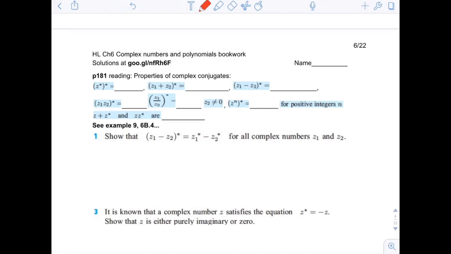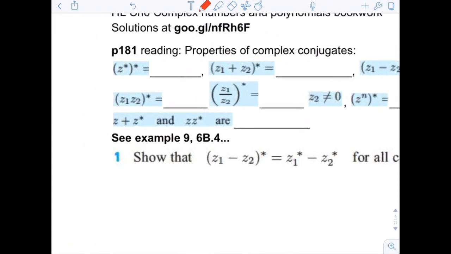Hello, here's page 6 of complex numbers and polynomials. First, we're going to look through the properties of complex conjugates.